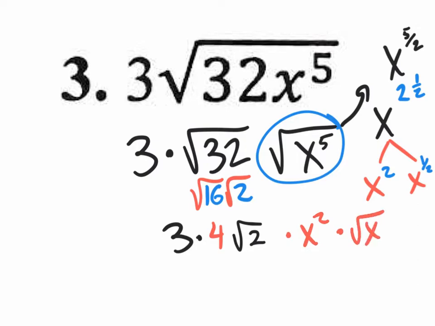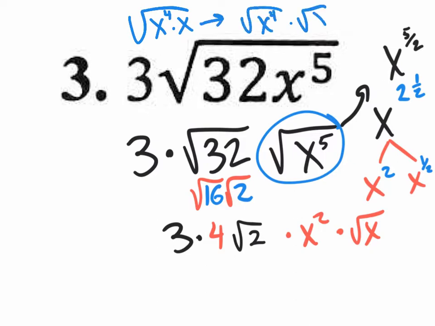Now that could have been done a different way also. Let me just show you an alternate way of doing that. You could have said x to the 5th is really x to the 4th times x. That way you could split the root, and the square root of x to the 4th, power over root, that'll give you x squared, and the square root of x will stay the square root of x.